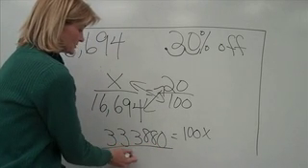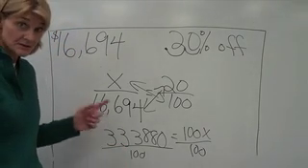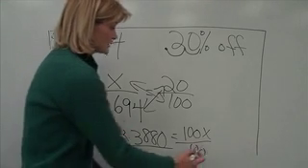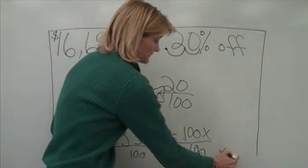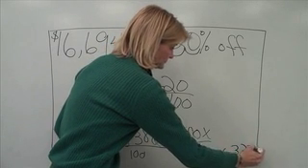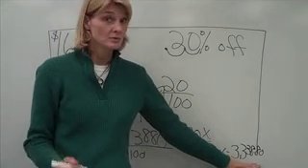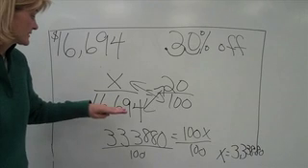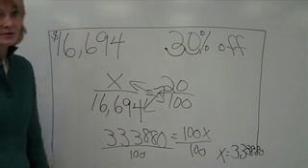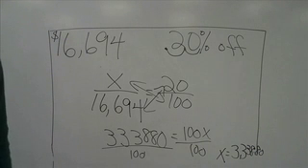Then we'll divide both sides by 100, and we will get the discount that we got before of $3,338.80. So there is our discount. And once again, we'll take the amount that we do not have to pay and subtract it from the original amount, and we will still end up with $13,355.20.